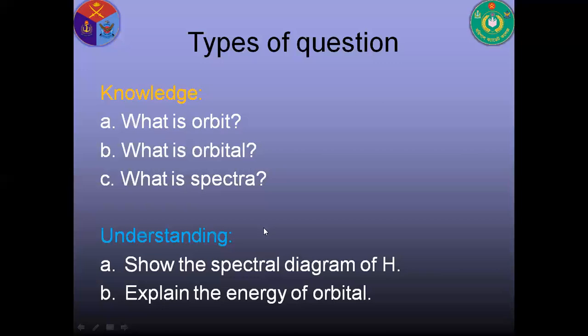The second type is understanding level. Show the spectral diagram of hydrogen. There are several spectral lines found from the transition of the electron of hydrogen between different energy levels. Suppose Lyman series, Balmer series, these series are found. Now, another understanding question: explain the energy of orbital. By considering the n plus L rule, you can explain the energy of orbital. If the value of n plus L is low, electrons enter first. If the value is high, electrons gradually enter.